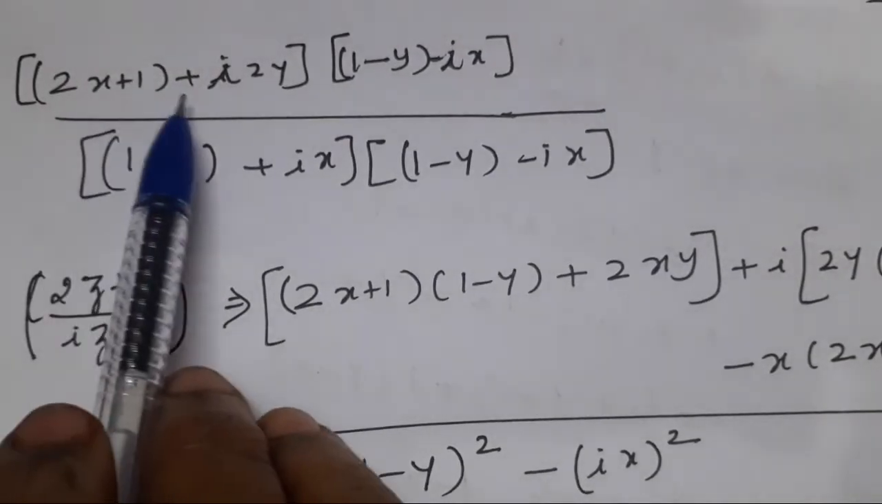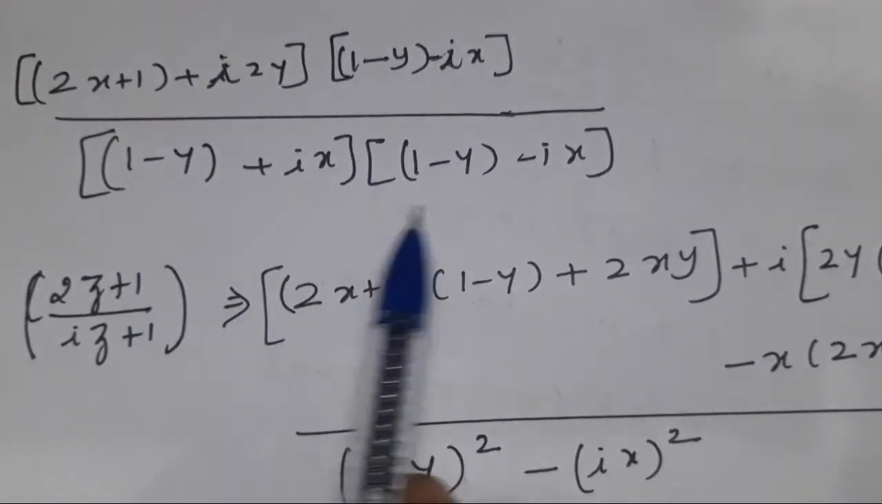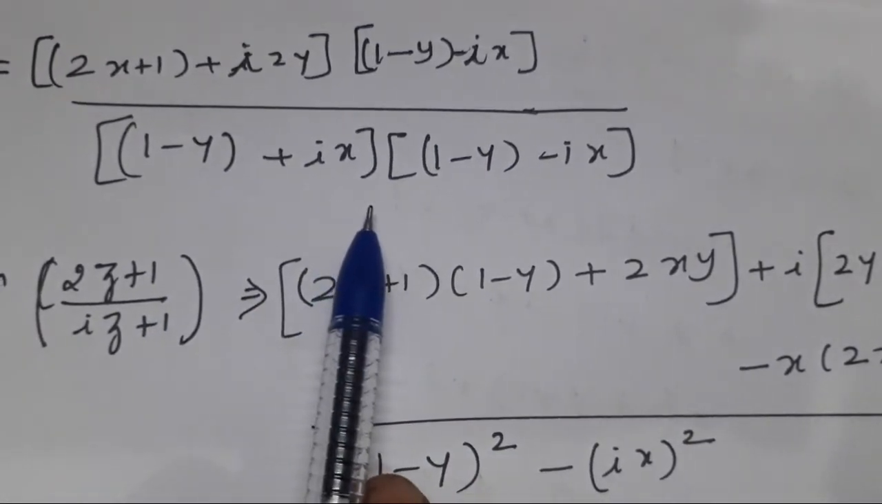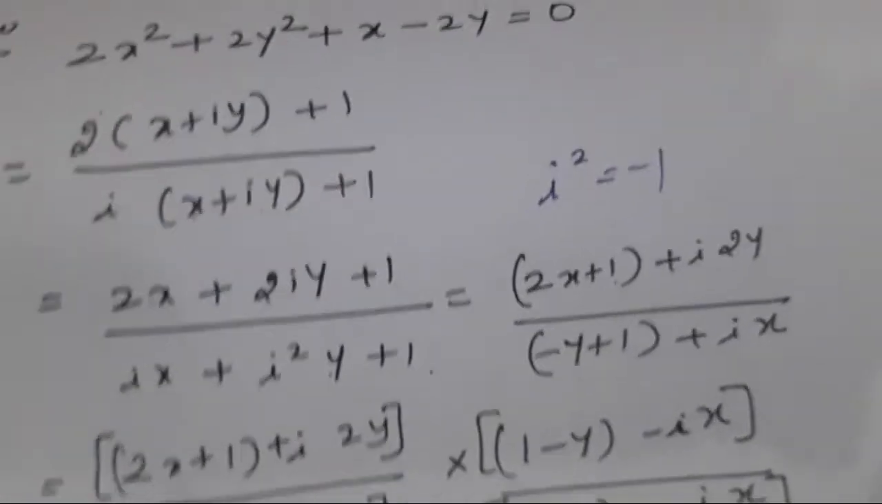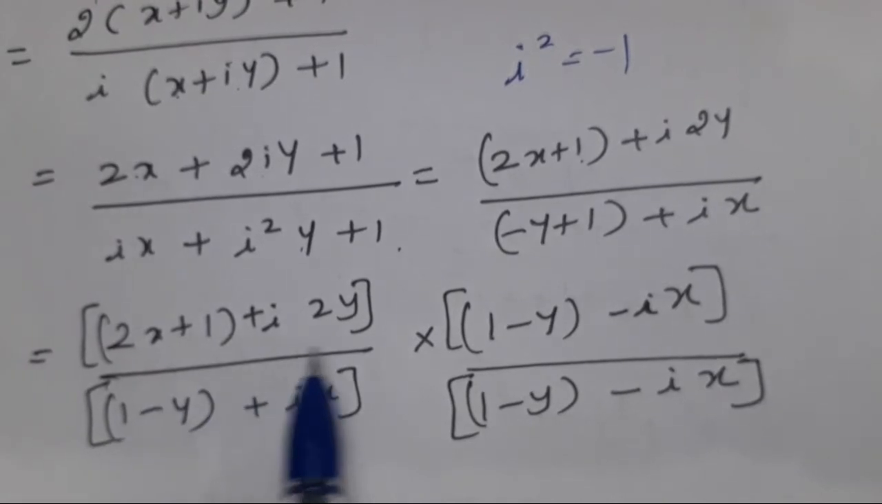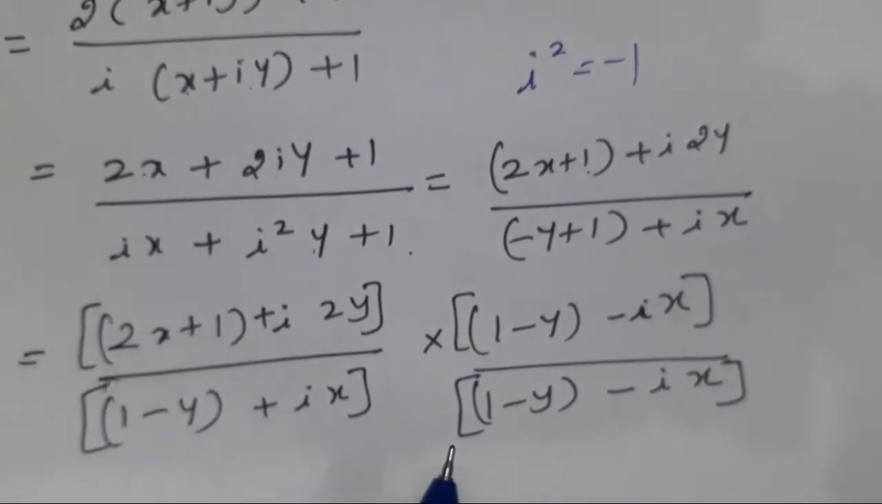Now, 2x plus 1 plus i into 2y by 1 minus y plus ix, multiplied and divided by 1 minus y minus ix. Already we saw that we multiply and divide by its conjugate. I write the same step here.